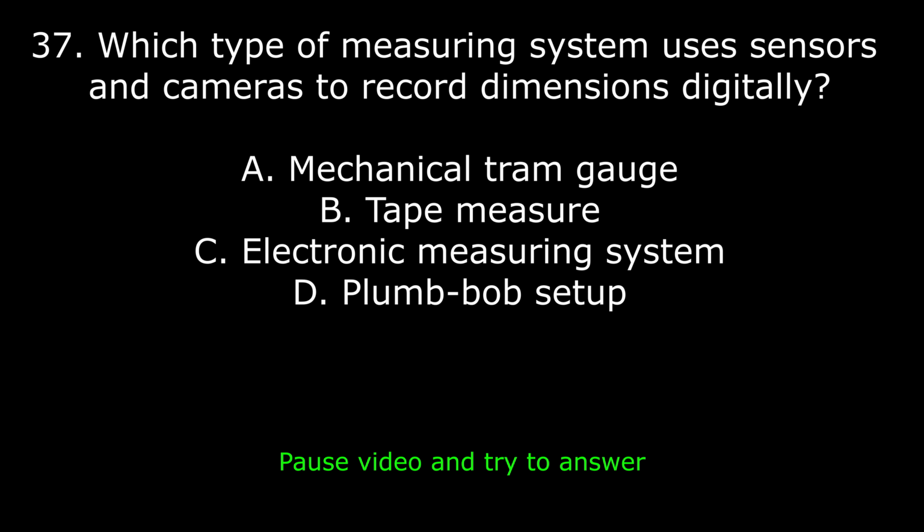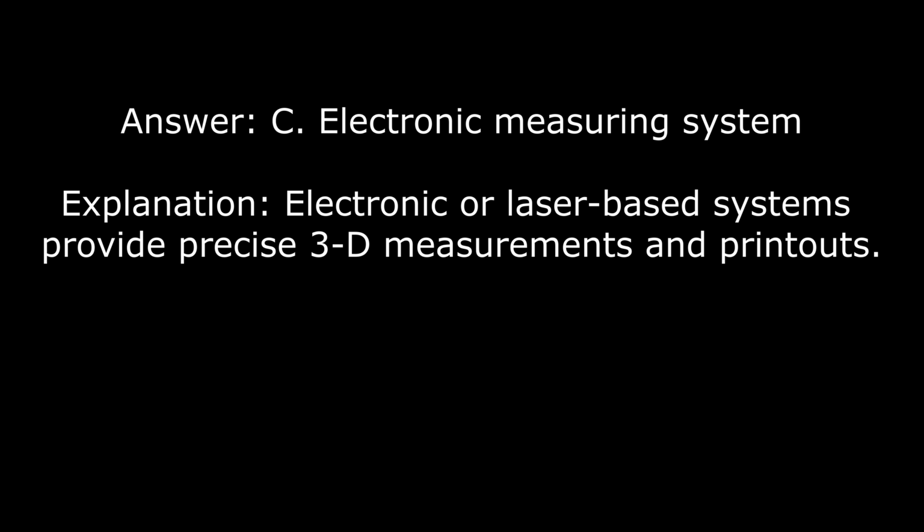37. Which type of measuring system uses sensors and cameras to record dimensions digitally? A. Mechanical tram gauge. B. Tape measure. C. Electronic measuring system. D. Plumb bob setup. Answer C. Electronic measuring system. Explanation. Electronic or laser-based systems provide precise 3D measurements and printouts.